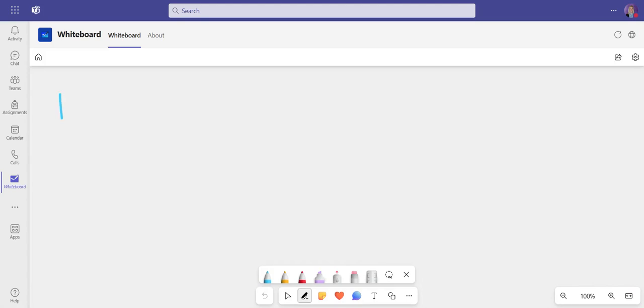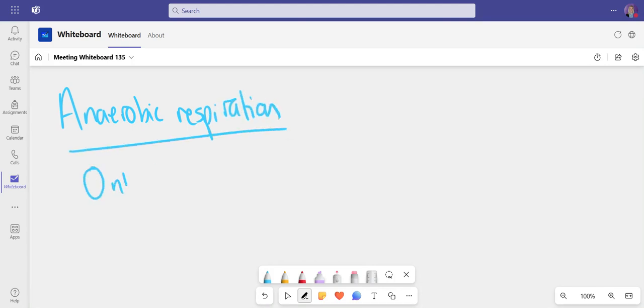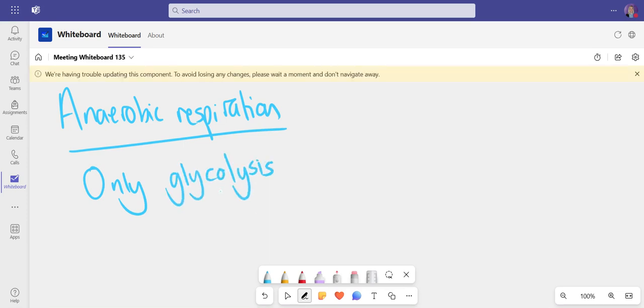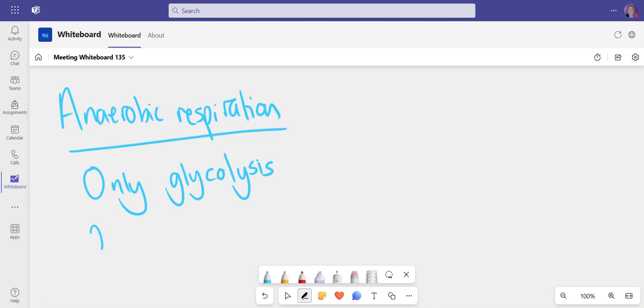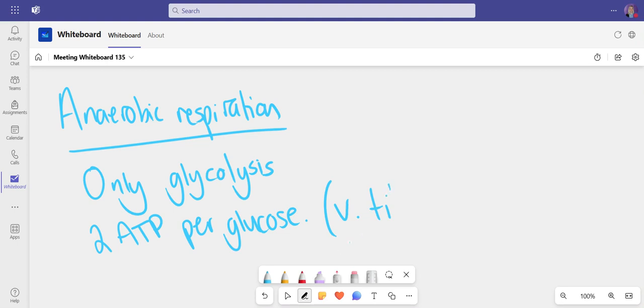So the first thing that we've come across with anaerobic respiration is that it only uses glycolysis. Stage 1 of aerobic respiration is the only stage used in anaerobic respiration. So as soon as we haven't got oxygen, our cells will automatically default to anaerobic respiration. They will only be able to do glycolysis, which produces 2 ATP molecules per molecule of glucose, which is not very much. It's a very small amount of ATP that we're going to produce.